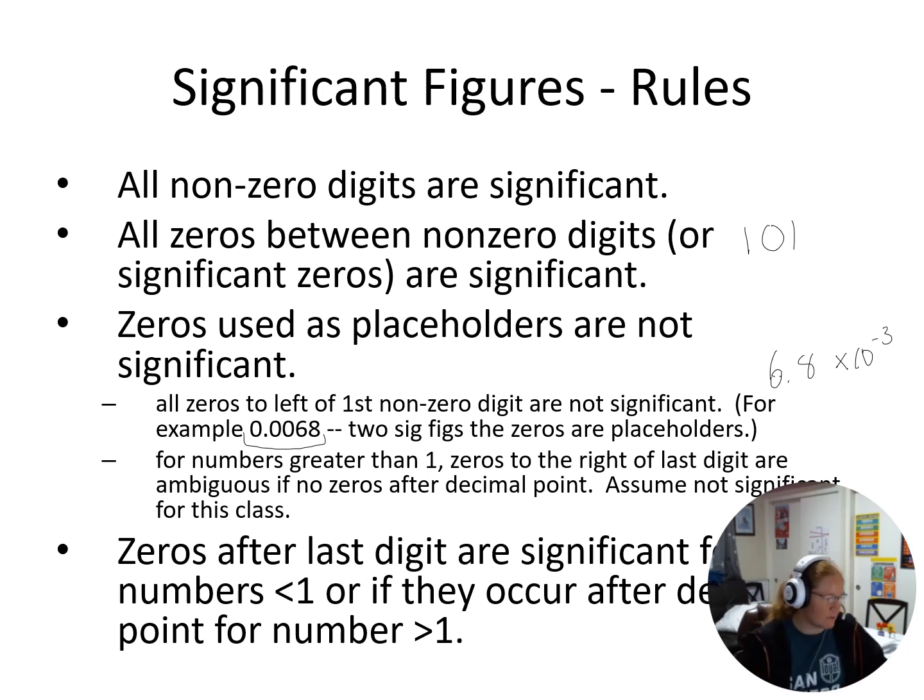Now, when I'm looking at trailing zeros, that's where things get crazy. Right? So we have a rule that says zeros after the last digit are significant for numbers less than 1, or if they occur after the decimal point for numbers greater than 1. So what does this look like? Okay, let's say I have the number 90, no decimal point at all. That 0 is not significant. This is 1 sig fig.